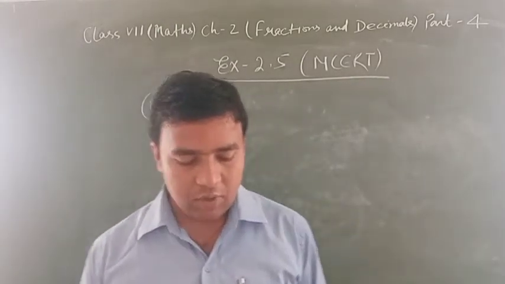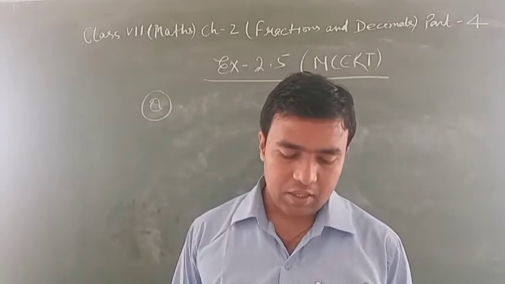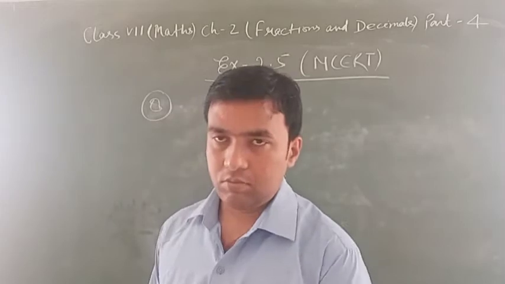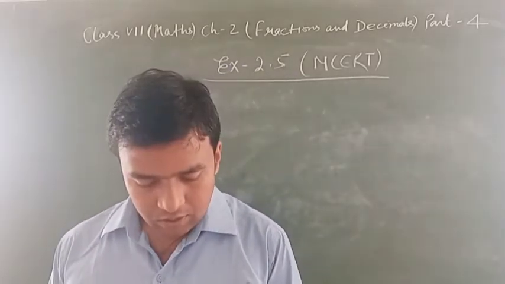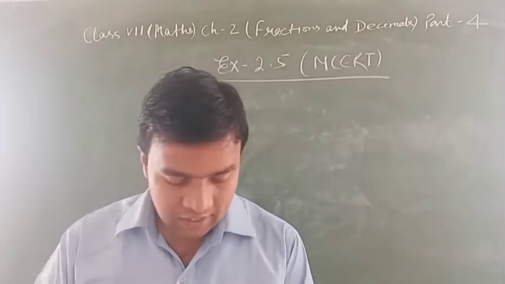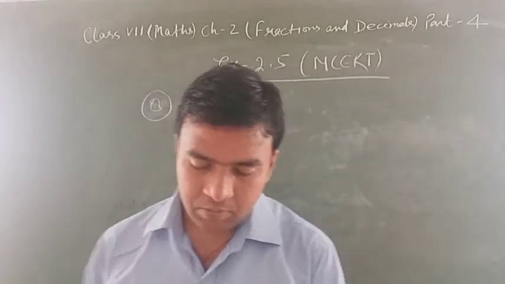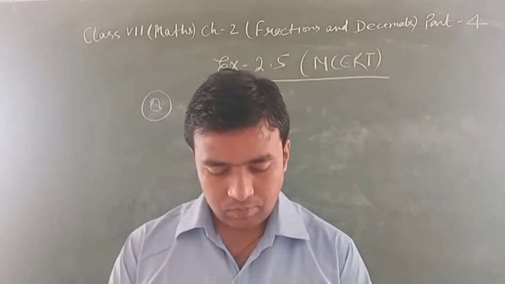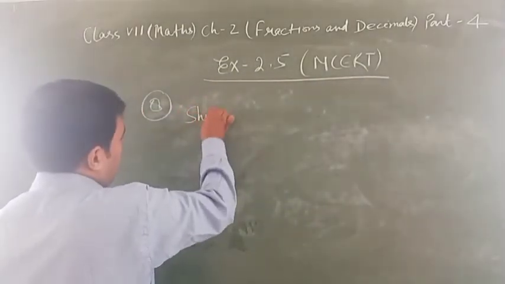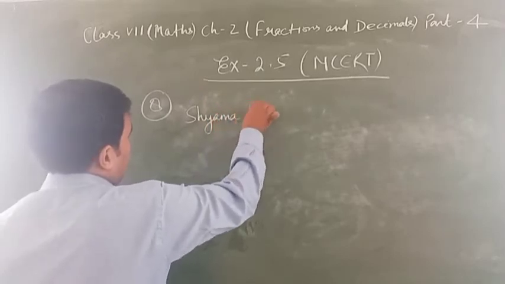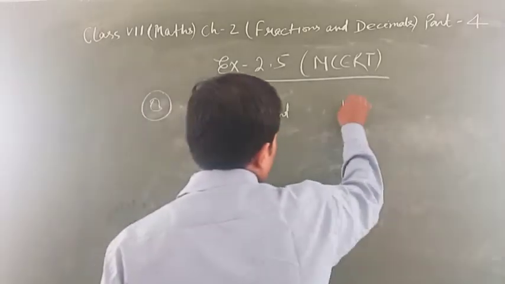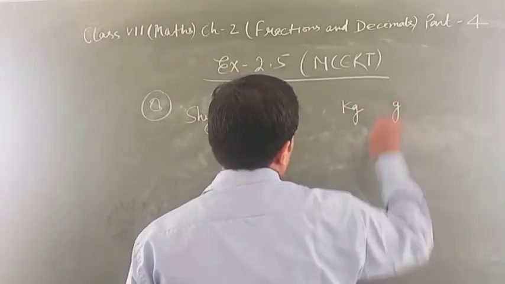Shyama bought 5 kilogram 300 gram apple and 3 kilogram 250 gram mango. Sarla bought 4 kilogram 800 gram orange and 4 kilogram 150 gram banana. Shyama: here you will write kilogram, gram.